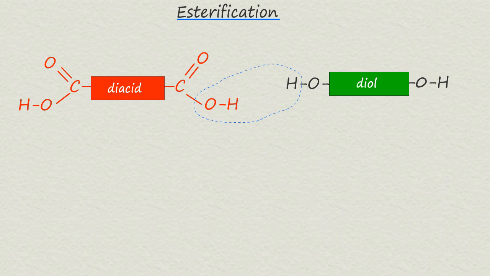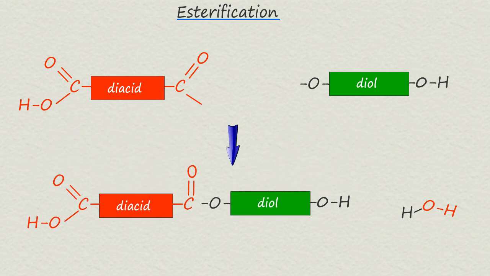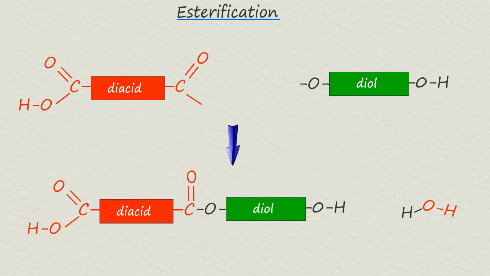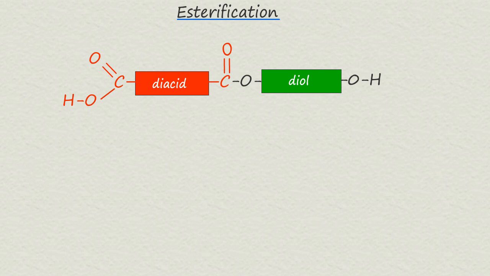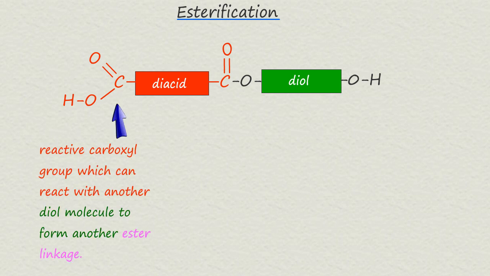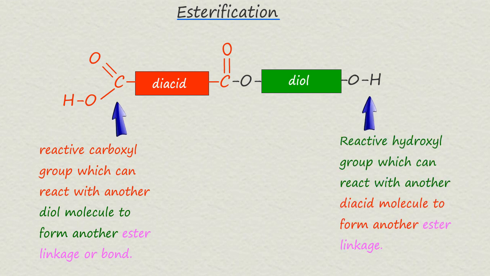Well, this time the hydroxyl group on the dicarboxylic acid will react with a hydrogen atom from the hydroxyl functional group on the diol to form the ester linkage, and at the same time a small molecule of water will be released exactly as before. However, if you look carefully, you will see that the ester molecule formed still contains a reactive carboxyl functional group on one end and a reactive hydroxyl group on the other end of the ester molecule.